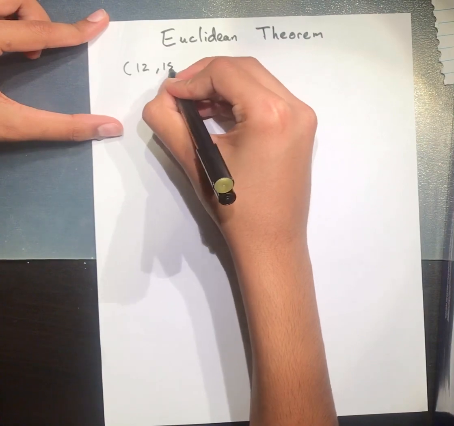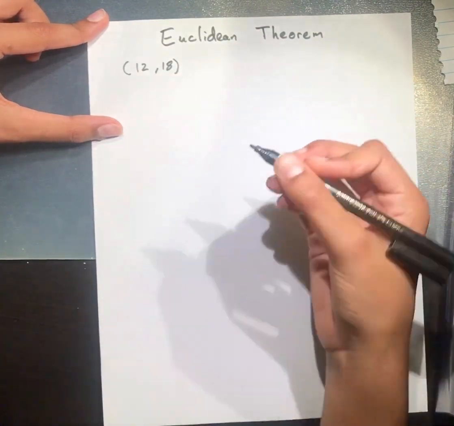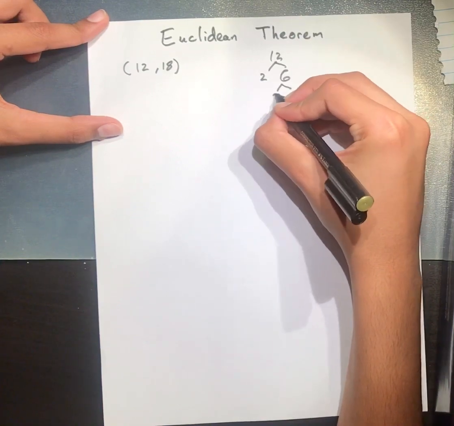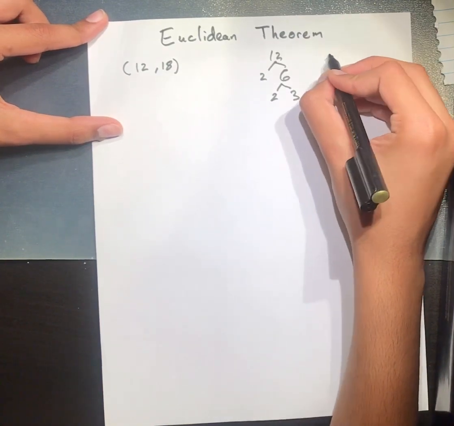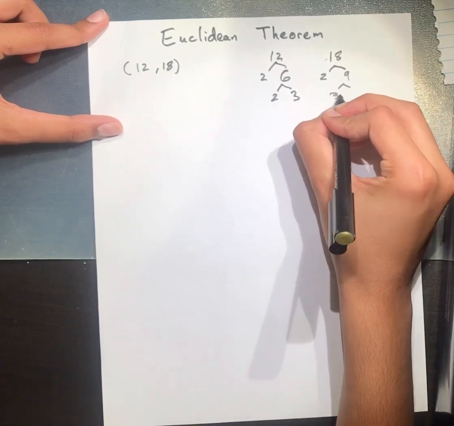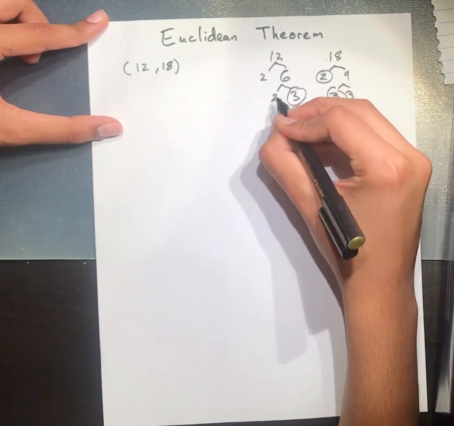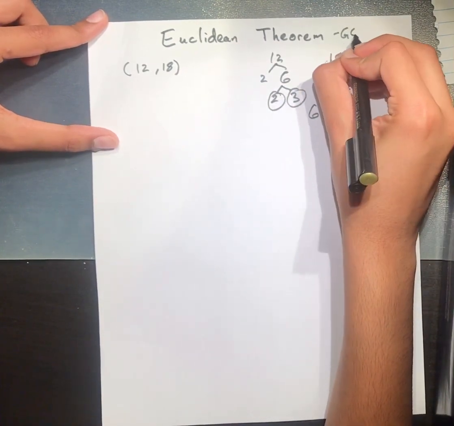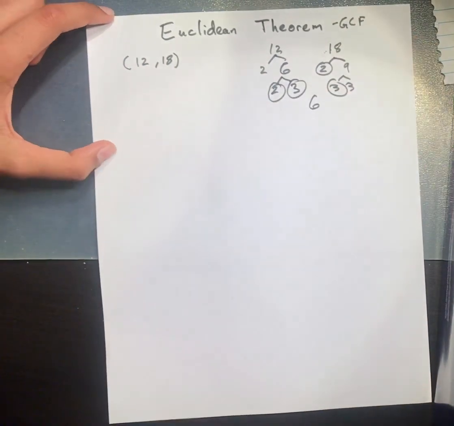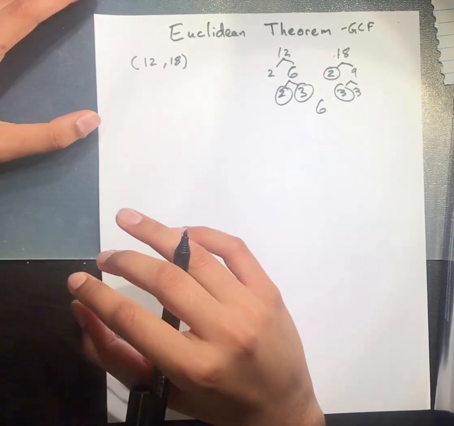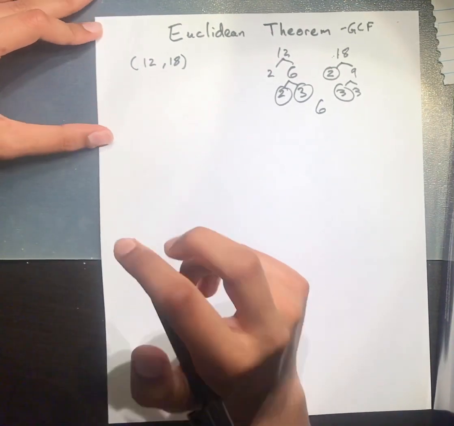12 and 18. It's really simple and I bet a bunch of you could just go like this: 12 is 2, 6, 2, 3, and then 18 is 2, 9, 3, 3, and you can easily tell that 6 is the GCF. The Euclidean theorem is another way to figure this out, except for more complicated numbers, it's much easier. For numbers like these, which you can tell right off the bat, it's a little more work.